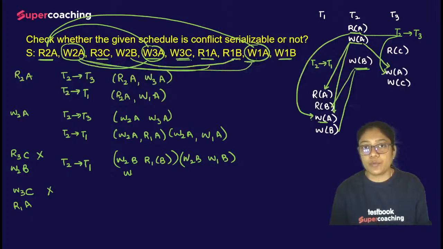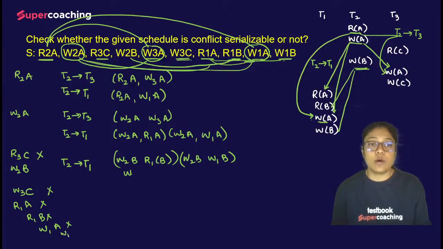Is there any write operation? Now we specifically need only a write operation. Write operation is there but performed by the same transaction, so no conflict pair is coming up. R1 of B, write is there. After this, all the operations are of the same transaction, which means no new conflict pair will come up. W1 of A, W1 of B. Or you could have directly checked it from here. After this, no operation is performed on the different transactions.